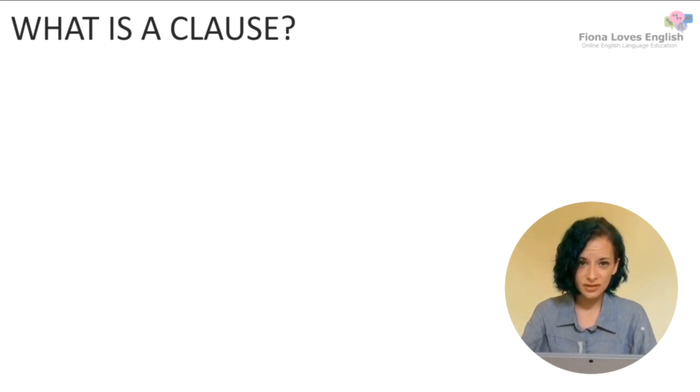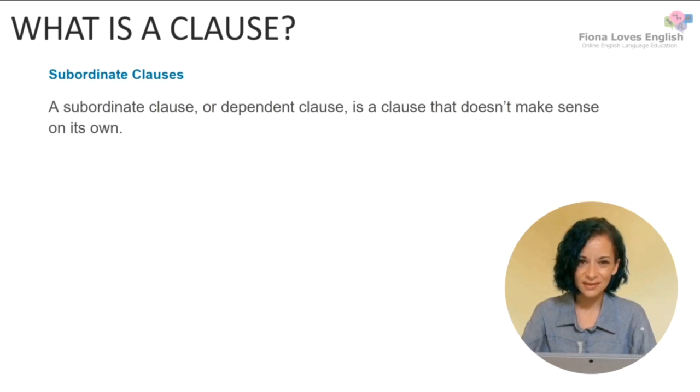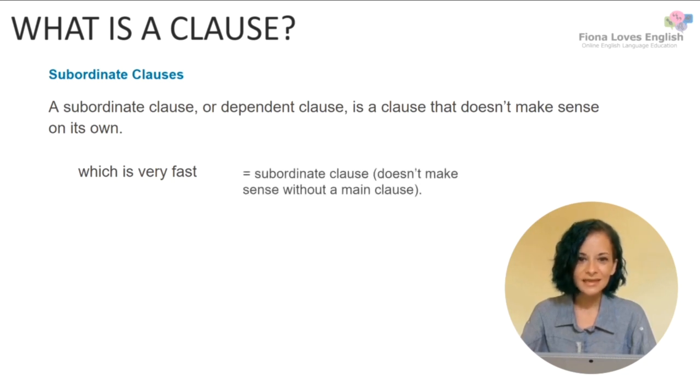A subordinate clause, or dependent clause, is a clause that doesn't make sense on its own. Therefore, it must be attached to a main or independent clause. Look at this example. Which is very fast. It doesn't make sense on its own. This is a subordinate clause. It needs a main clause to be understood.